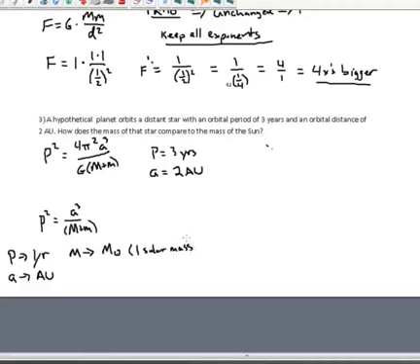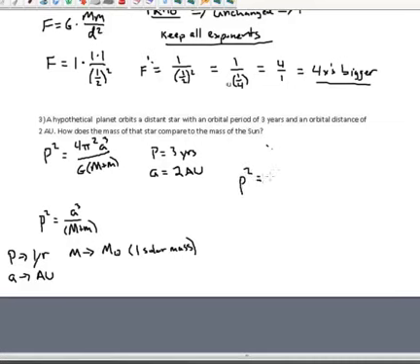So what's nice about this is if we're doing problems that are in years and astronomical units, we can use this simpler version of the equation, and then our answer, the mass, will be in units of solar masses, which is exactly what we want, because we want to know how does the mass of the star compare to the mass of the sun. And so we want to know the mass of this fictional star in solar masses. So let's now use this simpler version of the equation here with these numbers. So we're going to have P squared.